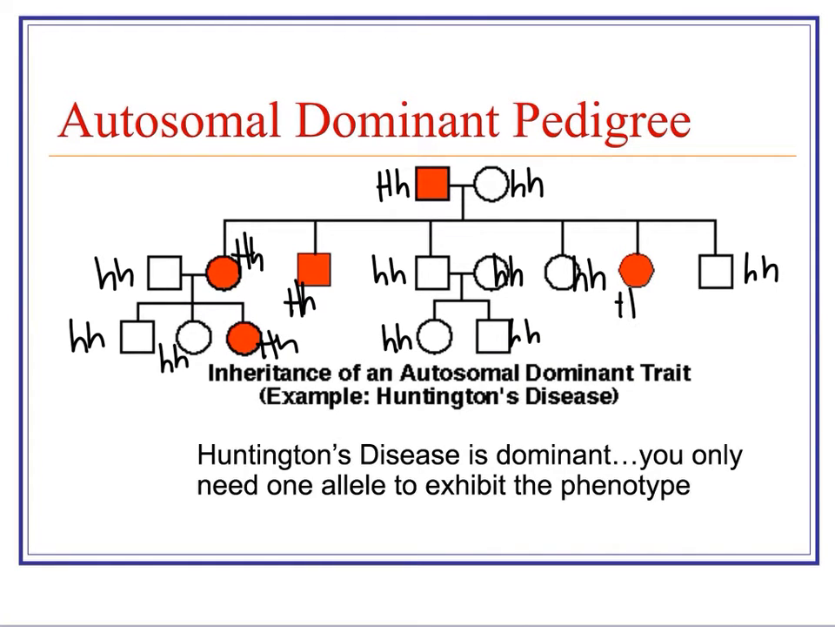Now, important things to notice about autosomal dominant traits is that they don't skip generations. So Huntington's, in this case, shows up in each generation. It can only be passed on if you receive the allele from one of your parents. So that's very important to keep in mind.